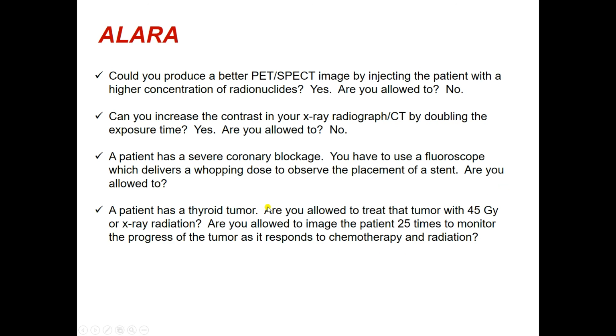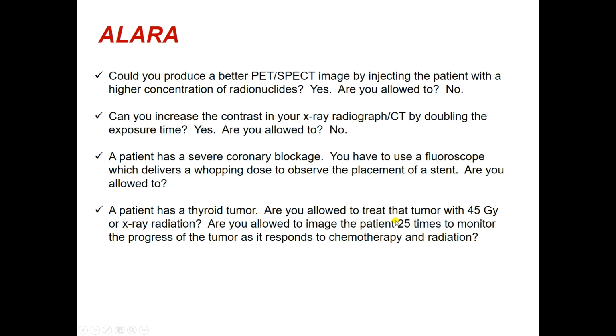A patient has a thyroid tumor. Are you allowed to treat that tumor with 45 grays, I think this should say, of X-ray radiation? Yeah, sure. This is a lot of radiation. Is that not very dangerous for the patient? Yeah, it is. But we deliver radiation to treat cancers. It exposes them to non-zero risk, but if you did not treat them, that cancer could kill them. So it's a trade-off. You don't treat them with 90, you treat them with the minimal amount that you think has a reasonable best chance of curing the patient.